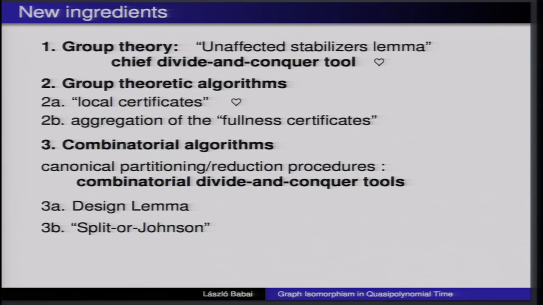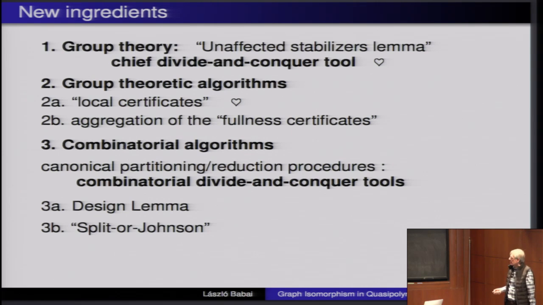Further ingredients are, okay, so we construct what I call local certificates. These local certificates then have to be aggregated to fullness or non-fullness certificates. I'll explain what that means. And then there are combinatorial partitioning algorithms that come in two steps. One I call the design lemma, the other I call the split-or-Johnson lemma. But I should emphasize that even though these are technical and constitute maybe half of the paper, the heart is the group theory. That's the thing that happened on the 14th of December, and until then I was completely in the dark, and after that everything was clear.